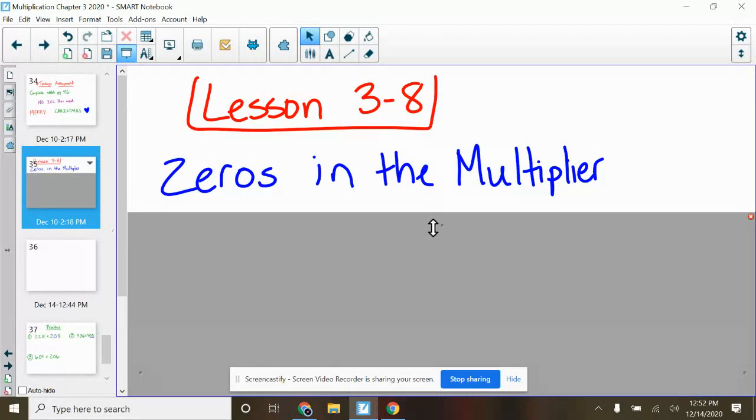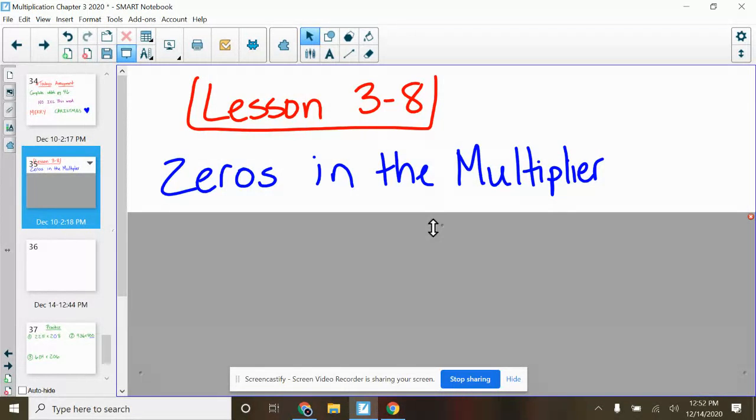So what a multiplier is, it's the number that we use to come up with our product. So the numbers that we are multiplying together to come up with the answer, which is the product, or the answer to our multiplication problem. The numbers that we're going to be multiplying together today are going to be numbers that have zeros inside of the number.